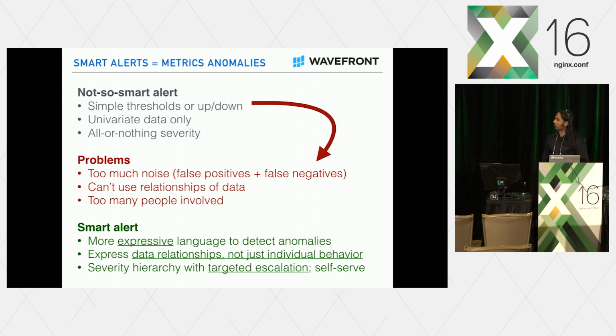So a smart alert would have, hopefully, these things fixed, right? It would have a more expressive language for defining what anomalies actually are. It would allow you to express actual relations between different data sets, not just univariate data. And finally, you have a way to do targeted escalation, right? Be able to get the right alert to the right team at the right time.